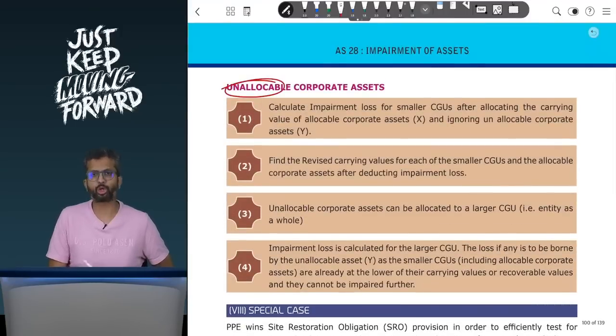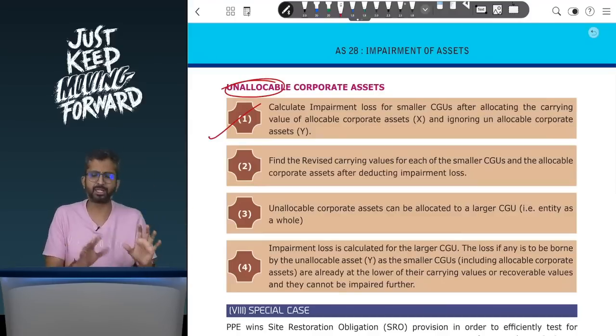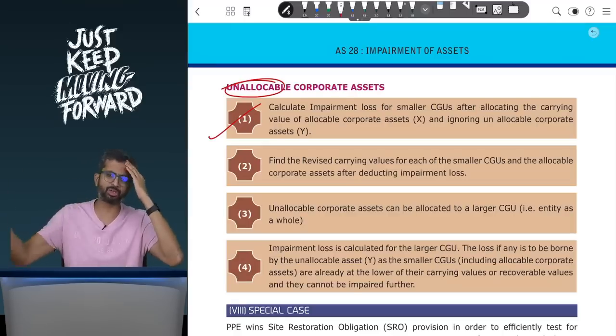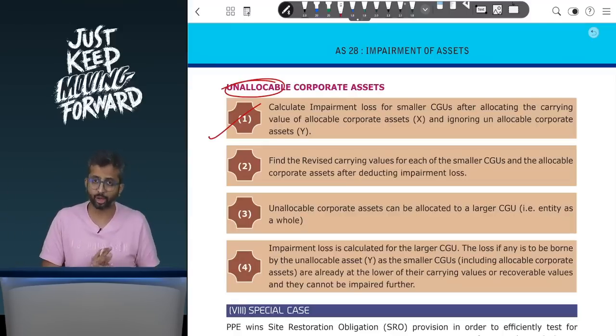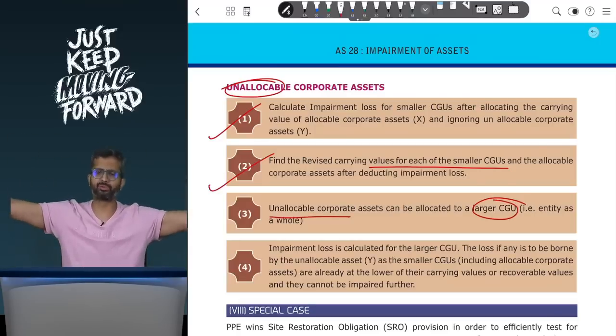Sometimes there can be unallocable corporate assets, in which case you will do a two-tier impairment testing. A two-tier impairment testing would mean first you will do impairment testing in the usual way for the smaller CGUs without the unallocable corporate assets. So you will not allocate anything. Let's say head office is not allocable. So you will do impairment testing without the head office for each of the small divisions. If there is an impairment, write off that impairment and then find the revised carrying values of each of the smaller CGUs. Add the unallocable corporate asset to the larger CGU, that is the company as a whole.